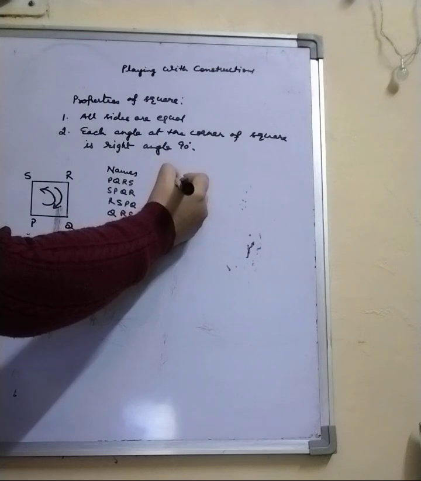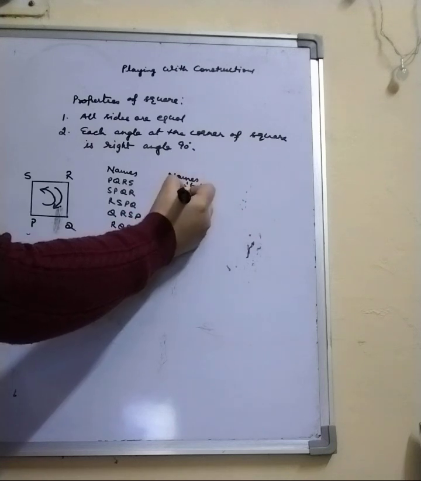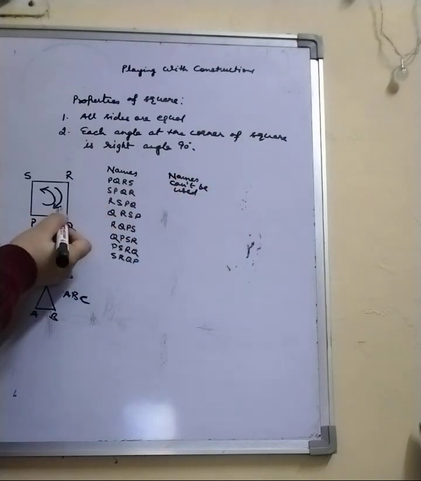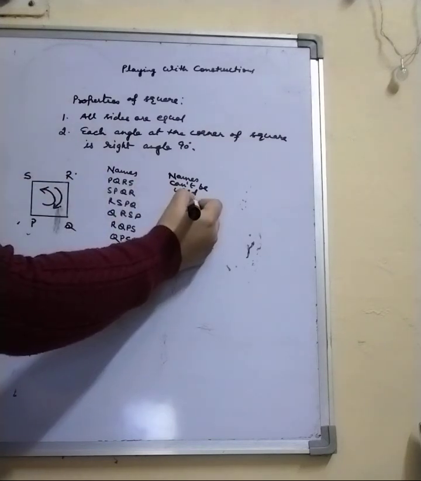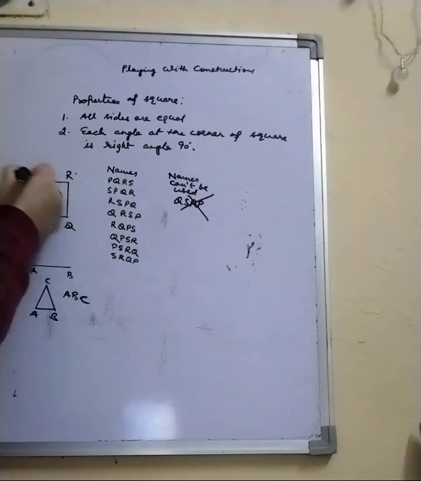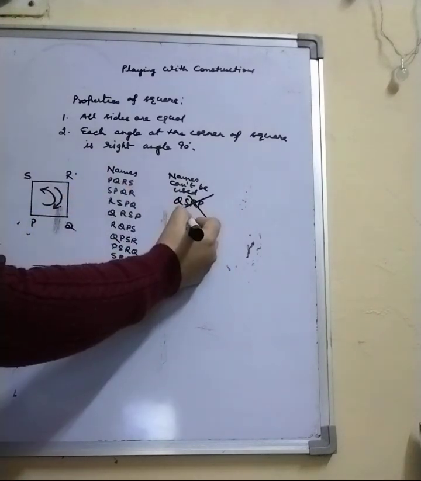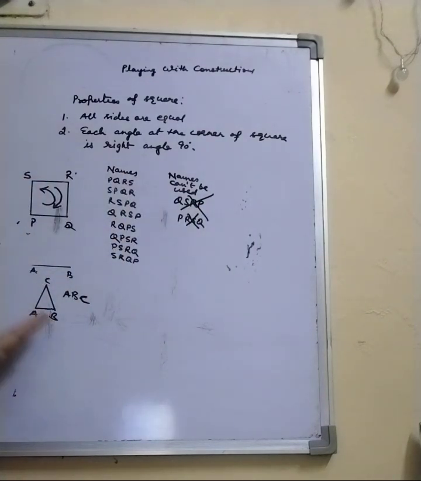The names which you cannot use, a few examples: QSRP, this is wrong. Then PRSQ, this is also not correct. So in this way you should know how to name a square properly.